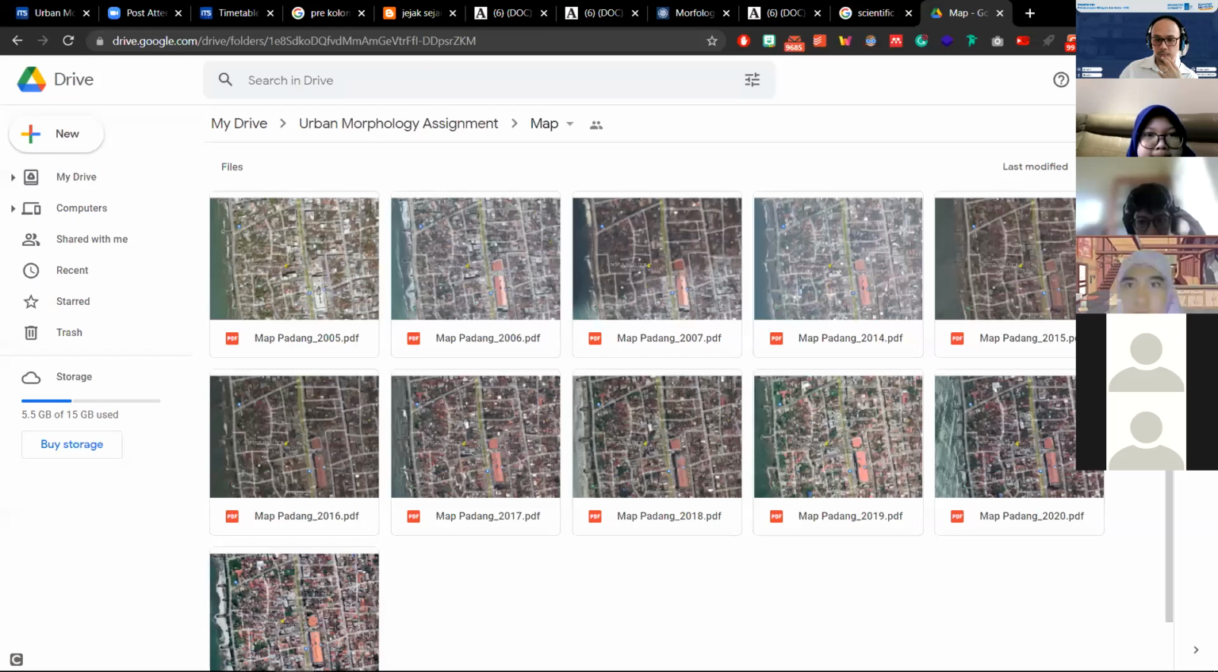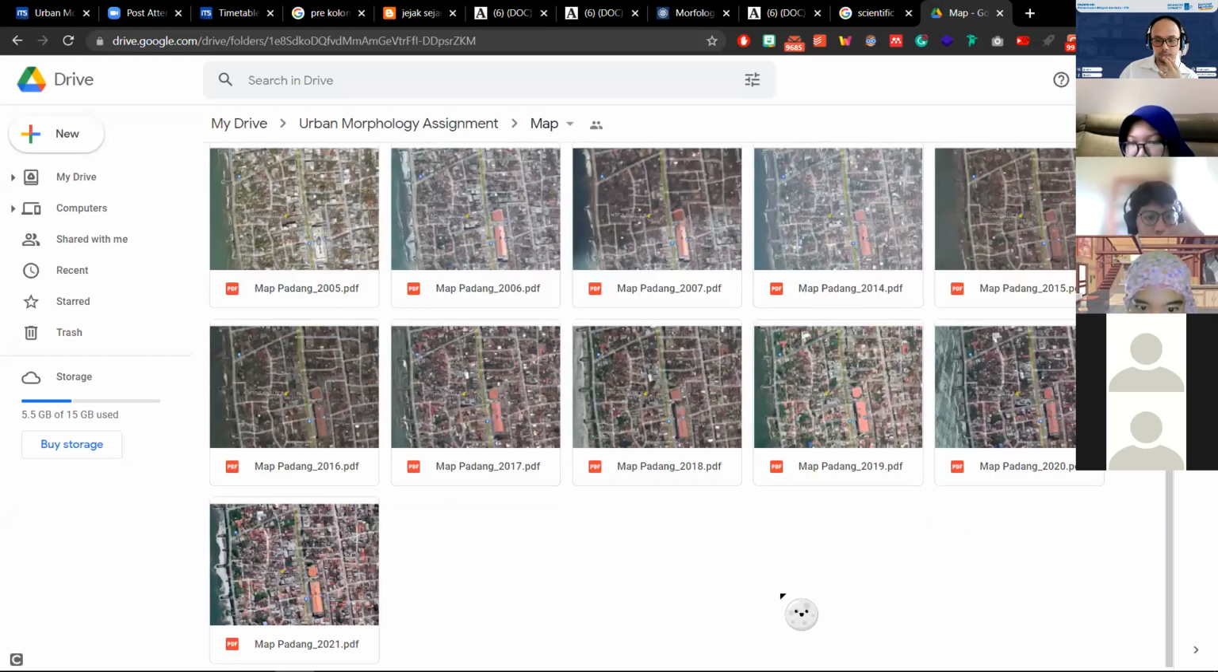So we actually have already screenshot the map from 2005 until 2021, but we're still confused whether we should focus on colonial and also pre-colonial, or like from year to year, sir.